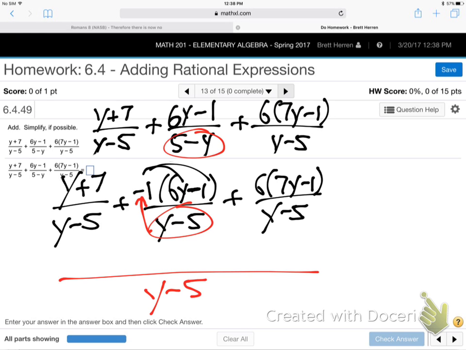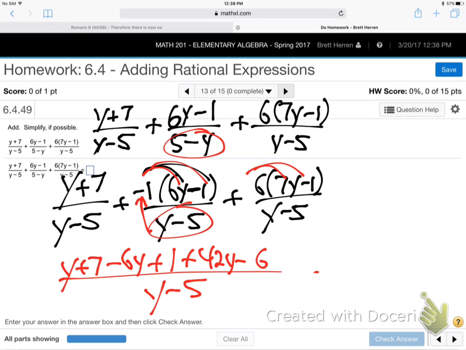Well, okay, so what do I do? I'm done with the bottom, right? I'm never going to touch the bottom again. What do I do with the top? Just bring it on down. Y plus 7. Now, here the minus has got to distribute. Minus 6y plus 1. And here that other 6 is going to distribute. Plus, 6 times 7 is 42. 42y minus 6.